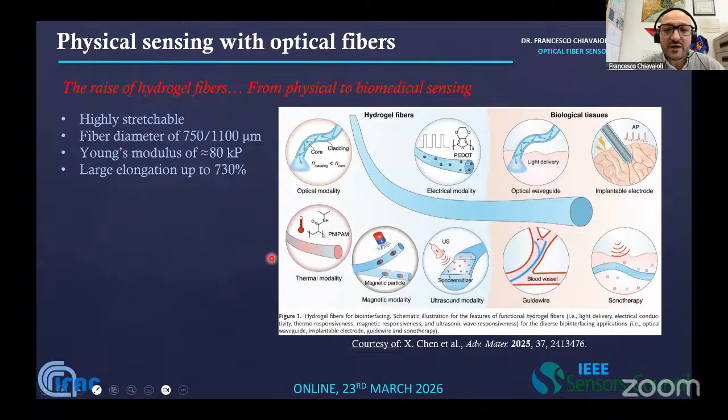Another interesting example of using optical fiber in physical sensing is the possibility of using hydrogel fiber. Why hydrogel fiber? Because hydrogel fibers are highly stretchable, given the Young's modulus and the very large elongation. And this type of fiber can be used not only in physical sensing, but also in biological sensing to monitor tissue or other parts of the body.